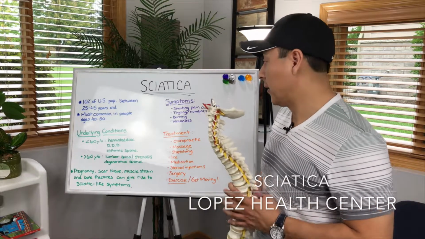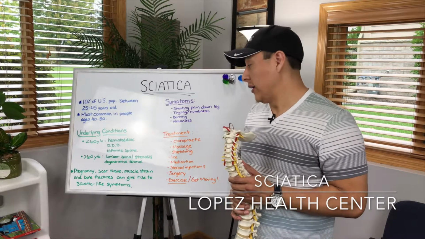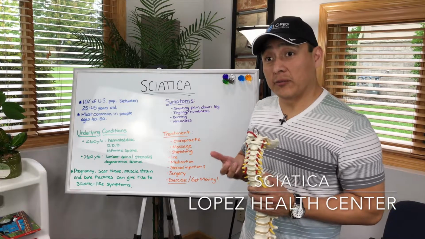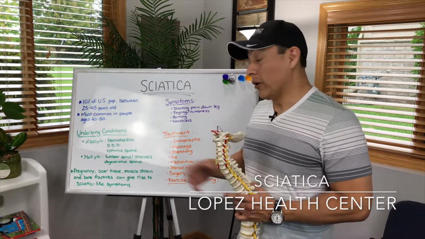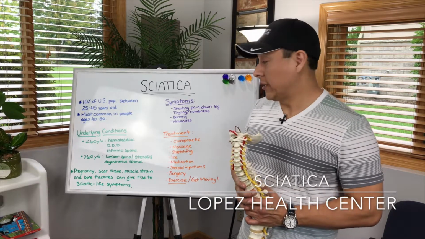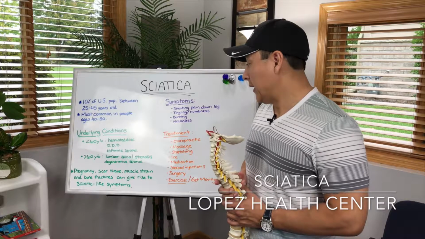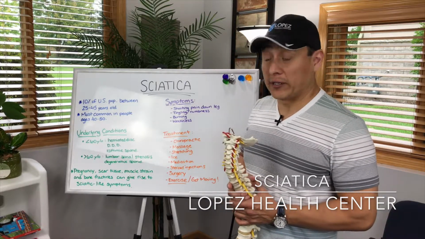Some things to look out for when it comes to sciatica is people will complain about sciatic-like symptoms where they have back pain radiating down towards their legs. A lot of pregnant women experience this, where they have pain in the back and it travels down towards their legs. That's a typical symptom when it comes to pregnancy.